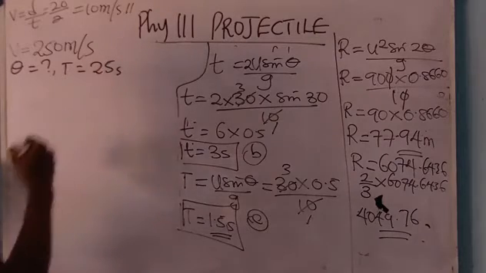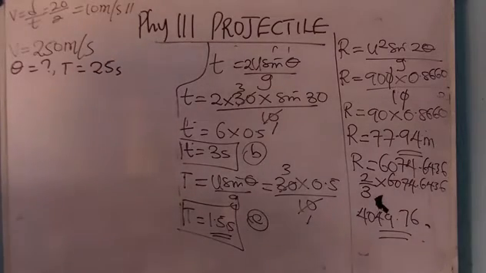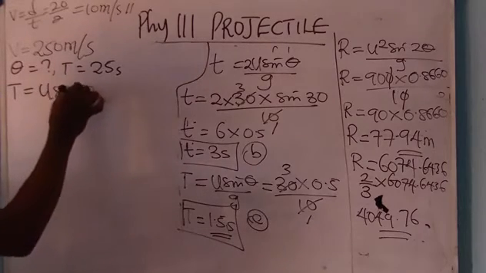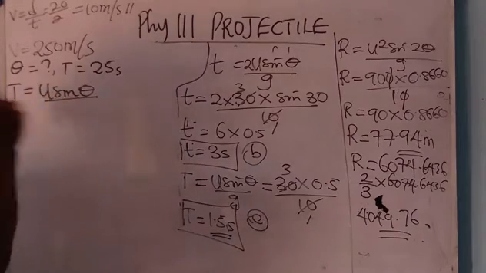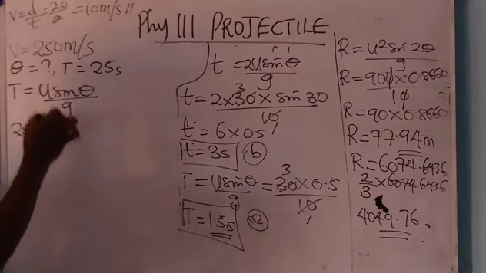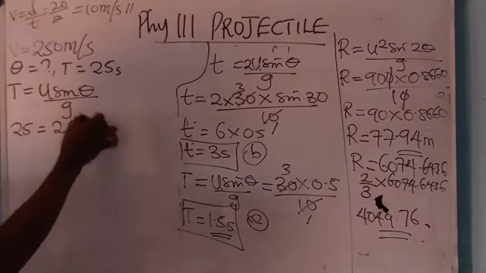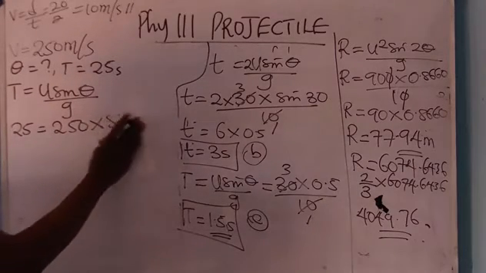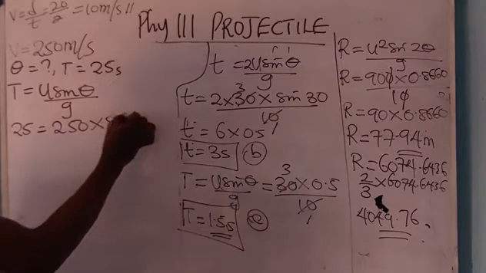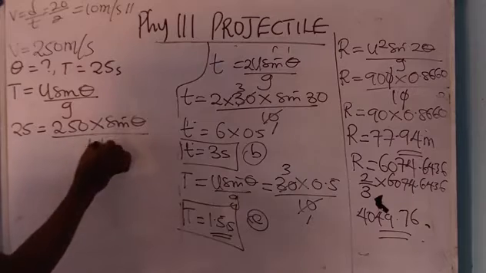25 seconds, the value of theta is? Don't forget that time of flight is usually U sine theta over G. So total time of flight is 25 equals U, which is 250, times sine theta, since we are looking for theta, over G, which is 10.